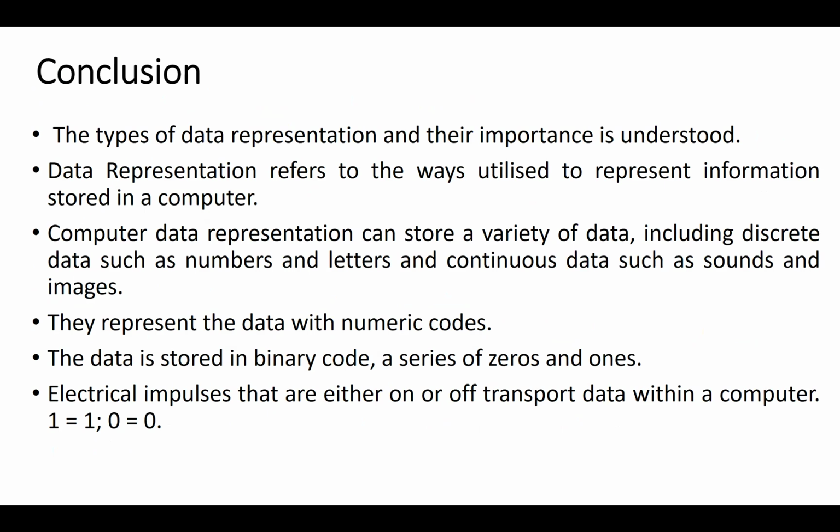Represented in terms of rows and columns, we can conclude that the types of data representation and their importance are understood. Data representation refers to how the information stored in the computer is represented. It will store a variety of data: discrete data such as numbers and letters, and continuous data such as sounds and images. They are represented with data and numeric codes, and data is stored in binary code, that is zeros and ones, and electrical impulses that are either on or off transport data within the computer, that is 1 and 0. So this is regarding data representation.